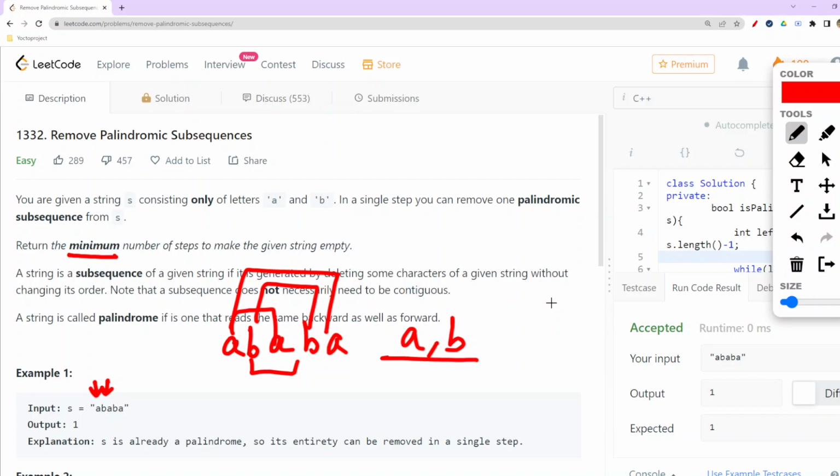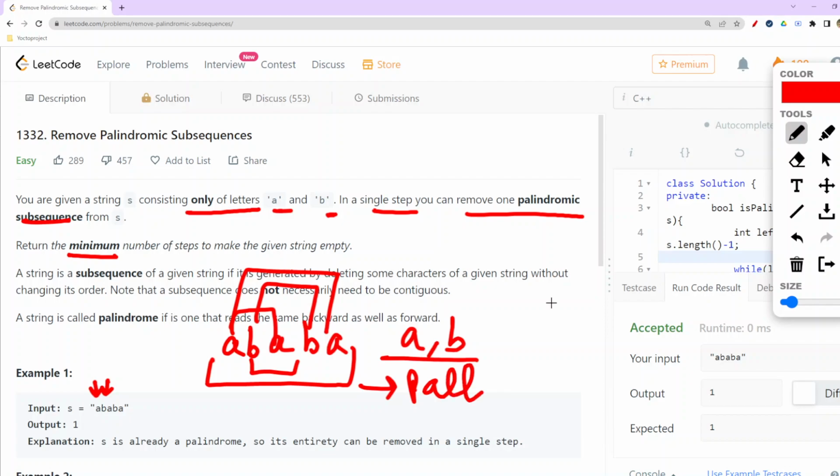As it is given in the question, the string consists only of letters A and B, and in a single step you can remove one palindromic subsequence. So we have two options: either the string given to us is a whole palindrome, or it won't be a palindrome. We have two options, right?